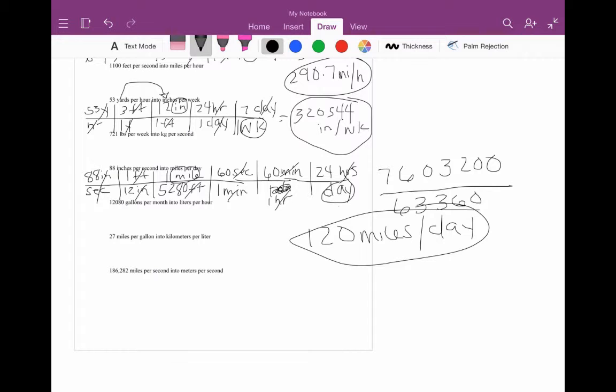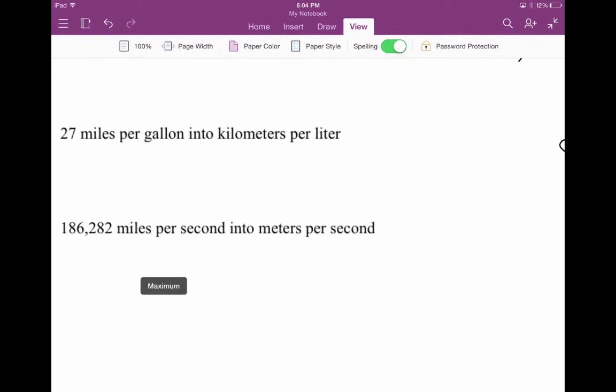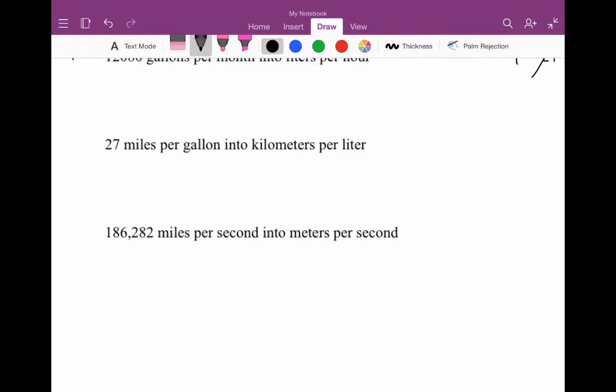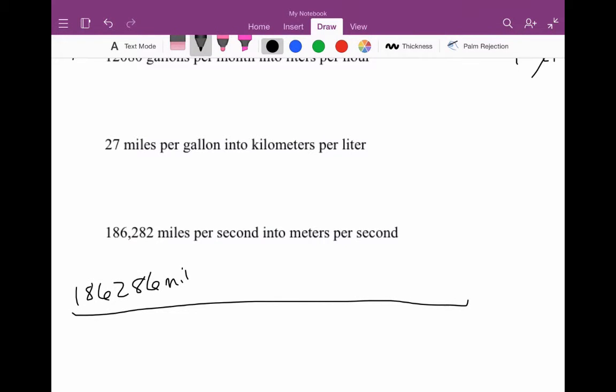We're going to do one more. I'm just going to do this bottom one because I've run out of room here. So miles per second into meters per second. Yay, the seconds are the same. So we draw our T-chart. We have 186,282 miles per second. 1 second into meters per second. We need to get from miles to meters.